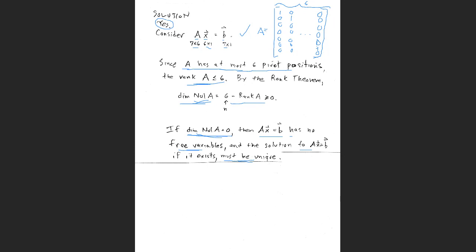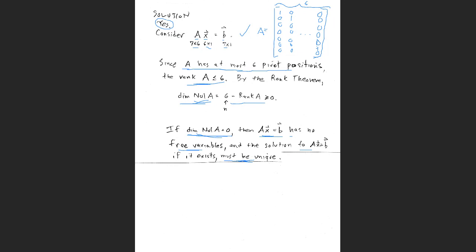But are you comfortable with this statement that AX equals B, that system would have no free variables? And you know why? Here's why. Whenever you find the null space and write it in parametric vector form, what kind of variables are in front of those basis vectors of the null space? What are those variables called? They're free variables. That's right, Noah. So if the dimension of the null space equals 0, then you don't have any free variables. And so the solution to AX equals B, if it exists, would have to be unique.